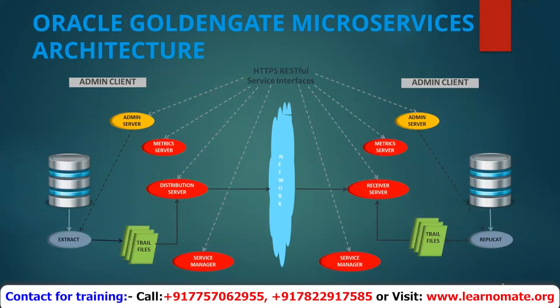If I talk about 21c, whatever capabilities classic architecture has for Oracle, the same capabilities microservices has for Oracle. Whatever capabilities classic has for SQL Server, the same capabilities microservices has for SQL Server. So configuration, setup, troubleshooting, everything remains the same. If your question is whether microservices supports unidirectional and bidirectional, I'll ask you: does classic architecture support it? Yes. So microservices also supports it. Whatever classic architecture supports, microservices also supports.